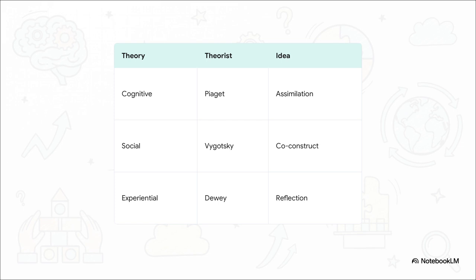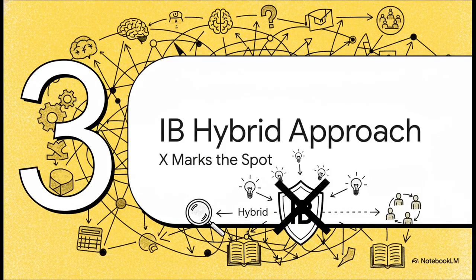Then, moving further out, we have radical constructivism, where Ernst von Glasersfeld views you as constructing a totally personal reality based purely on your own experiences. And finally, John Dewey champions experiential constructivism, meaning you learn by doing, acting first, and then reflecting deeply afterward. Okay, section 3, the IB hybrid approach, where X marks the spot.